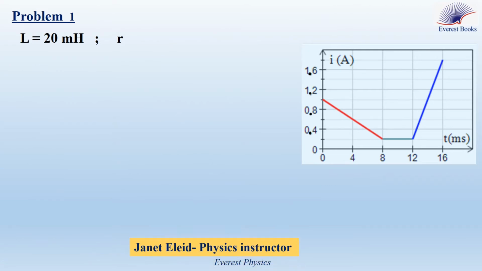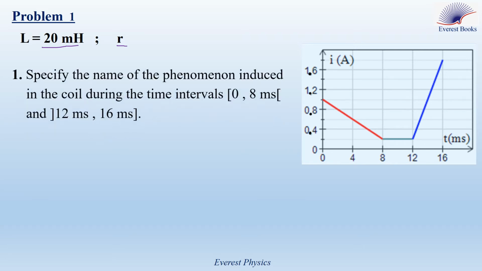Problem 1. Consider a coil of inductance 20 millihenries and internal resistance R. The current carried by the coil varies with time according to this graph. First question. Specify the name of the phenomenon induced in the coil during the time intervals 0-8 milliseconds and 12-16 milliseconds. The name of the phenomenon is self-induction.